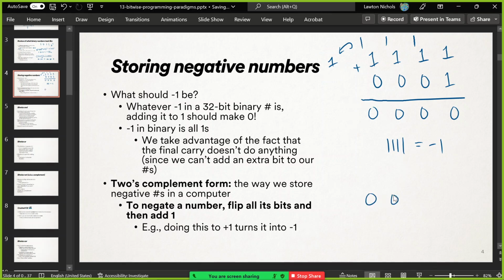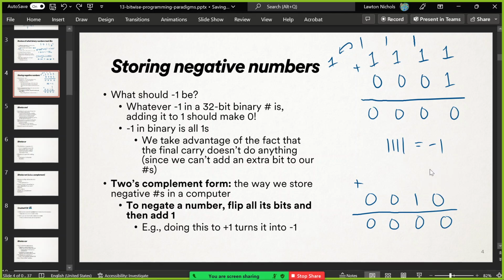So here is whatever -2 is in binary. It should be added to 2. This is +2 in binary, right? And it should make 0, right? -2 plus 2 should make 0. So we need to get a bunch of zeros. Let's derive what -2 must be.